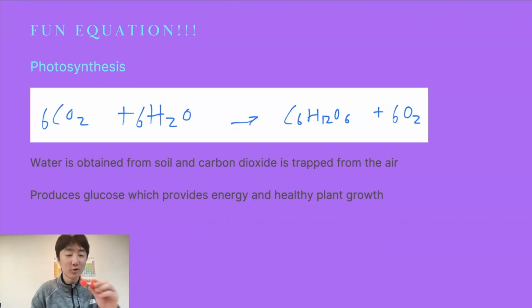Now, this is not the actual representation of what glucose is. I just made this on the spot, but you get the point. It creates glucose, and what glucose does is give the plants energy for healthy plant growth and make a better ecosystem for this world, right?